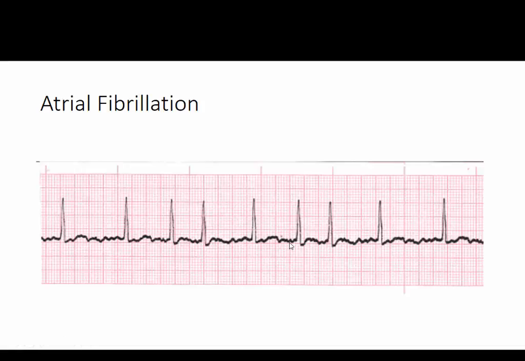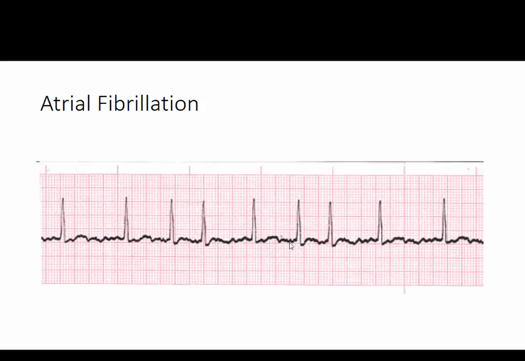So what that just means is that the atria are not fully contracting. They have these weak little contractions. So what happens to blood in the atria when there's weak contractions? Is it moving out and into the ventricles as forcefully? No. And what happens to blood when it doesn't flow? It clots. So people with atrial fibrillation are at risk for blood clots.